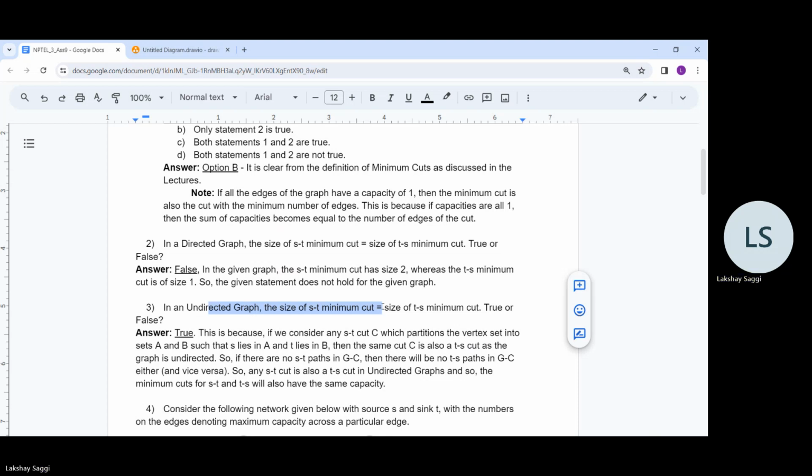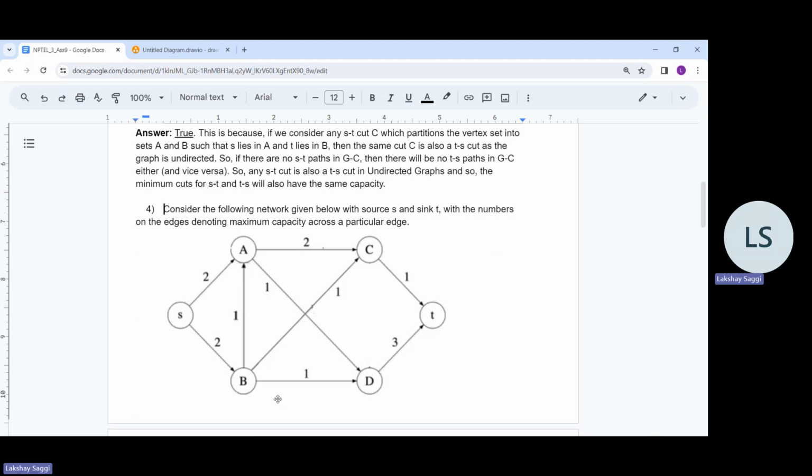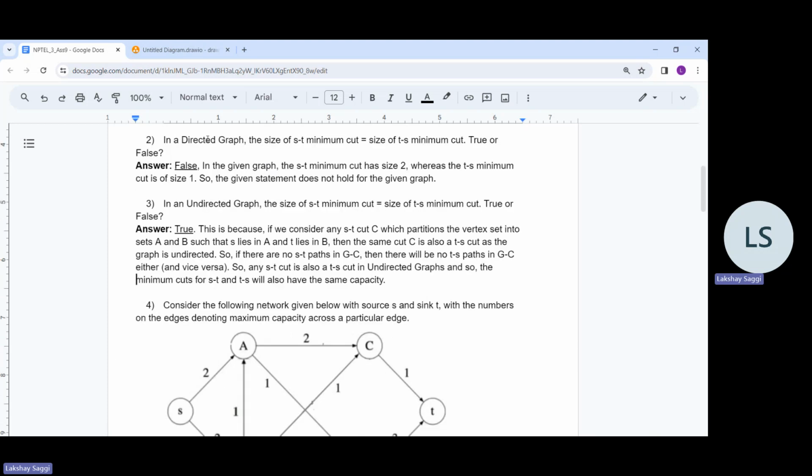So I hope this is clear to everyone. I had one more thing to discuss regarding this problem, but I'm not able to recall that right now. Okay, maybe this was what I just intended to discuss. So I hope everyone gets the difference between directed and undirected settings. We can have directed graphs where the ST minimum cut and TS minimum cut have different sizes, but in an undirected graph, the sizes will always be the same.